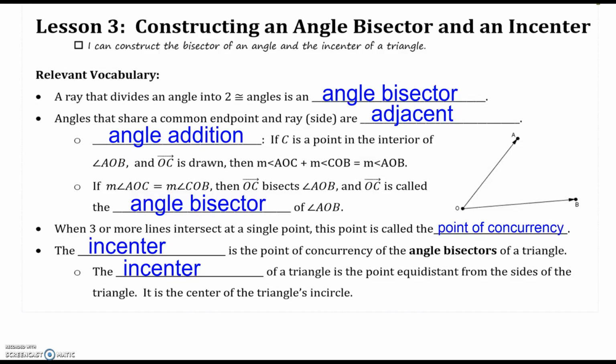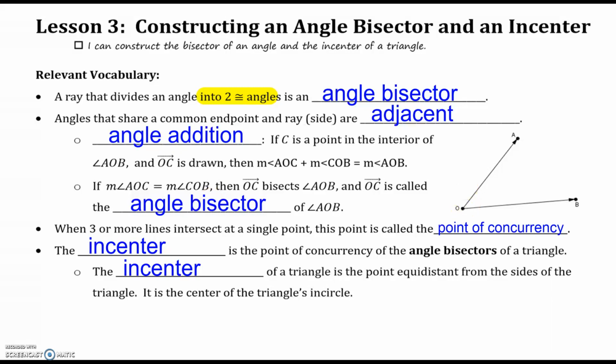We're going to be constructing angle bisectors and what's called an incenter of a triangle. So to begin with, a ray that divides an angle into two congruent angles is the angle bisector. And so when we have angles that share a common endpoint and that they're the same, you can add them together. And if the two pieces end up equal, that's an angle bisector.